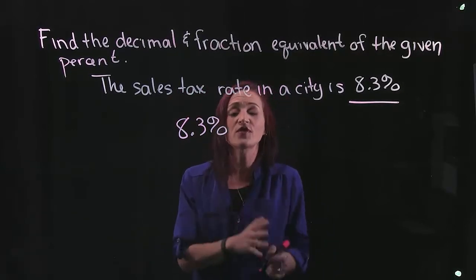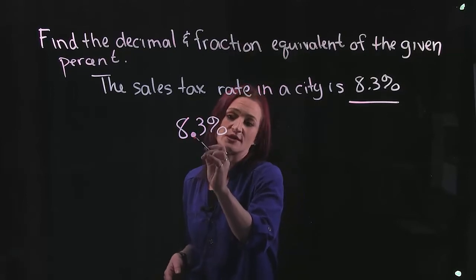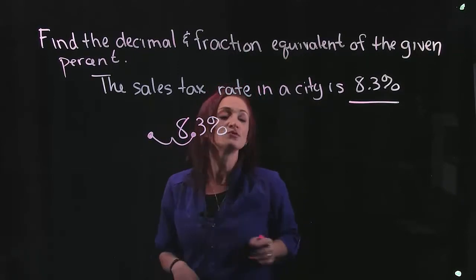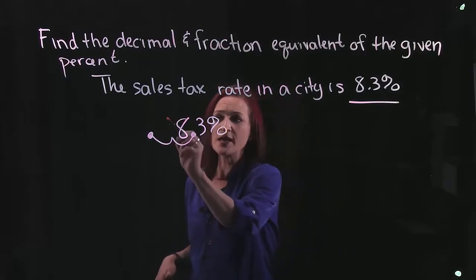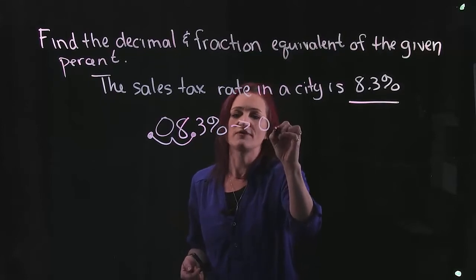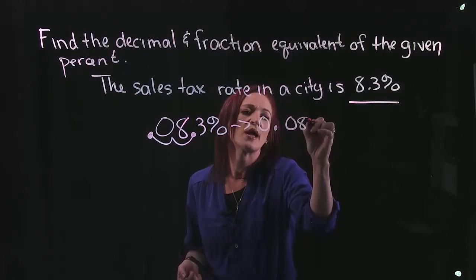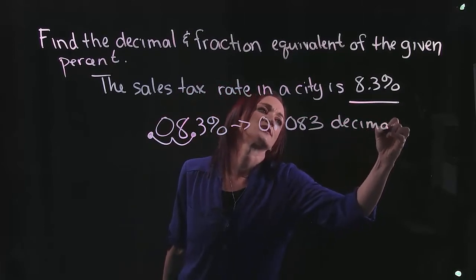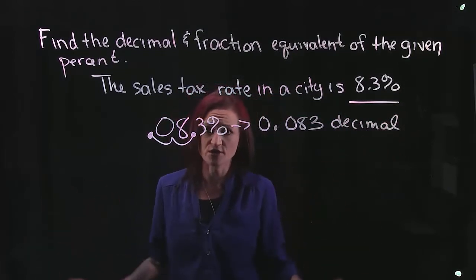All right, so if we're starting with 8.3%, in order to go from a percent to a decimal, the rule for that says to take the decimal point and move it 2 times to the left. And that's where our new decimal point is going to go. Any empty spots you fill in with zeros. All right, so our decimal equivalent is 0.083. And that's what our decimal is going to look like. So that's the first part to the problem.